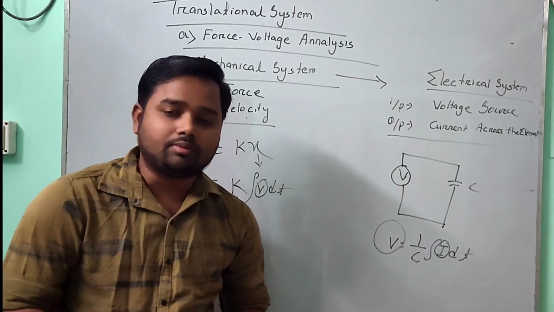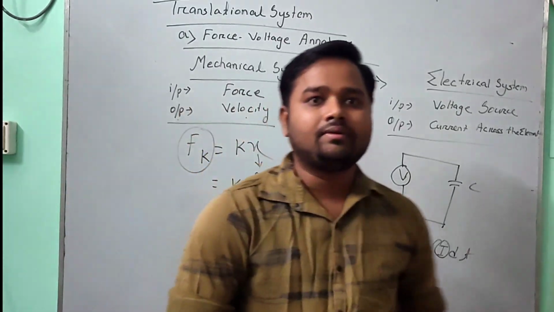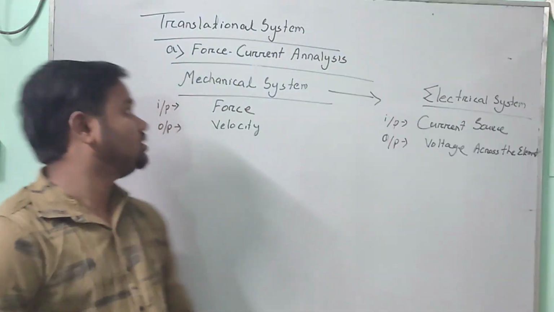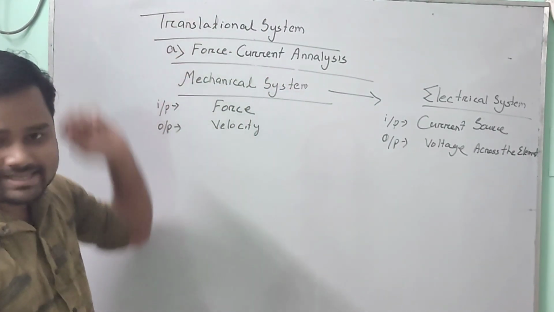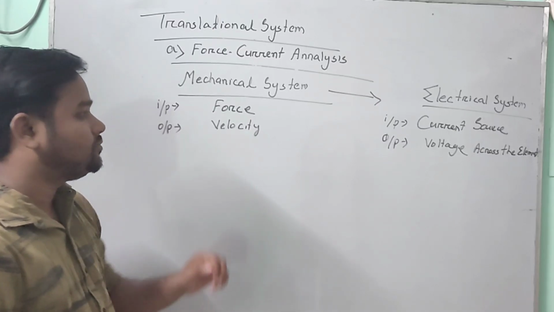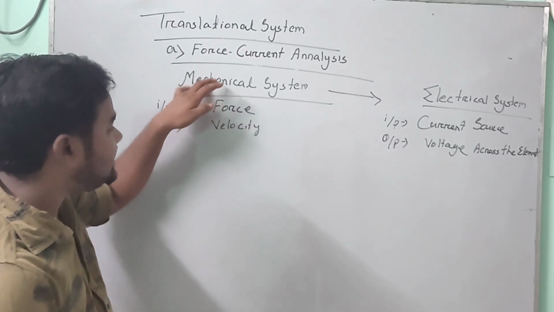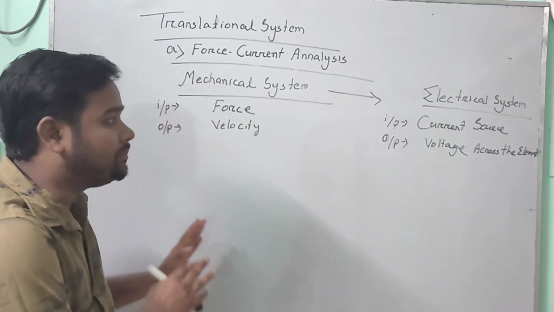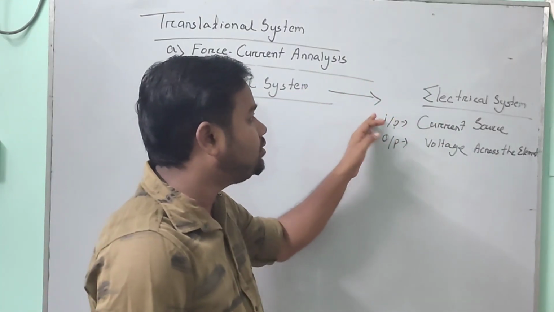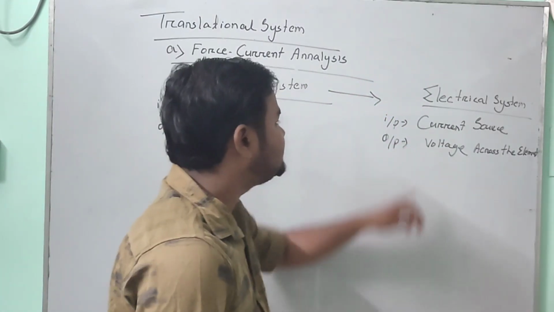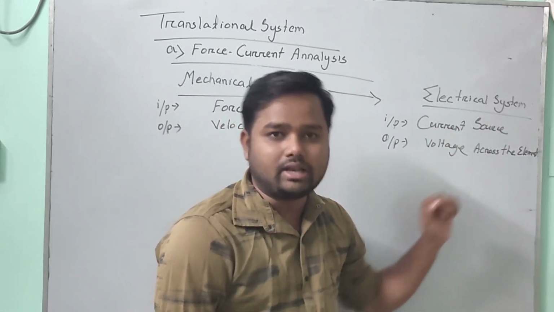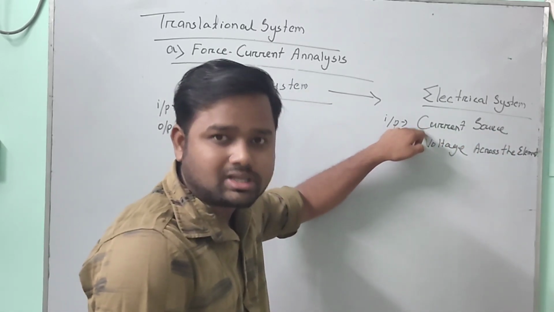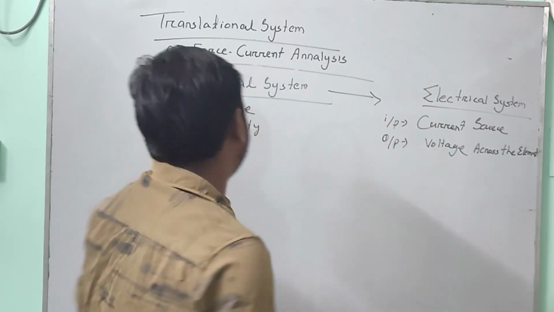Now we will study the force current analysis of the translational system. Here one difference is there. In the mechanical system the input and output are the same, but in the electrical system the input and output are interchanged. That means the input is the current source and the output is the voltage across the element.